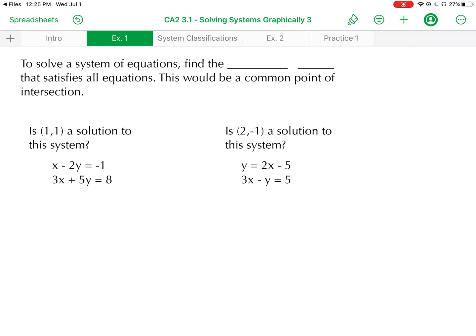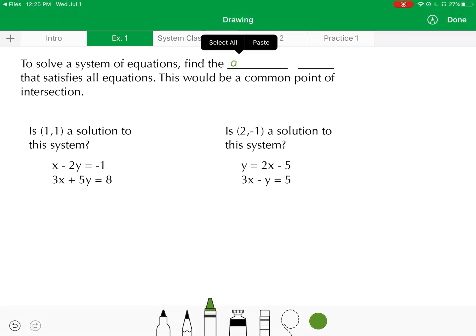In general, when we say to solve a system of equations, what we're trying to do is find the ordered pairs that satisfy all equations of the system. It could be just a single ordered pair, or it could be multiple ordered pairs, where you have more than one solution. Now graphically, ordered pairs that satisfy all equations of the system would mean common points of intersection between the two graphs.